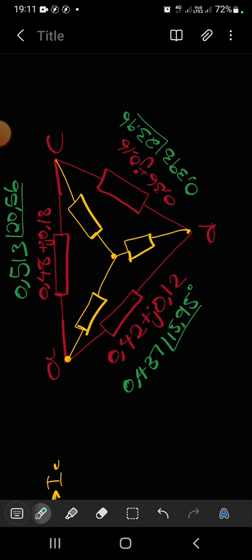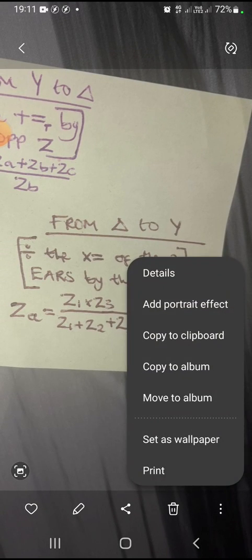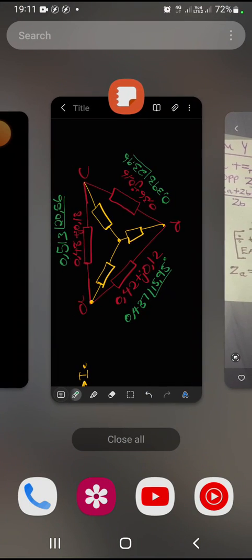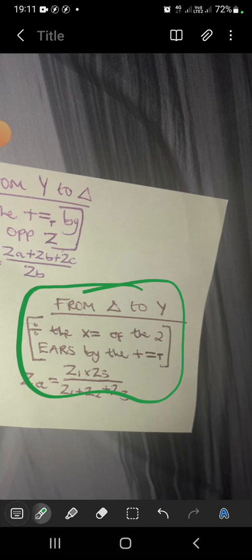To remind you how we do it in star, I have this thing that I use. So we're now moving from delta. This is the picture. We're moving from delta to, how do I copy this? I'll copy to clipboard. Good. And then I can paste it this side because I wanna work on it. We're moving from delta to Y or to star, right?